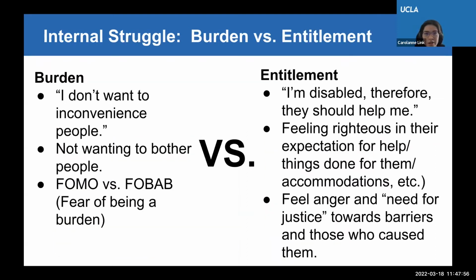So a commentary on this a little bit larger is this concept of internal struggle, burden versus entitlement. And I really like to emphasize this because it helps us in how allies and people interacting with the disabled community can conceptualize different needs. So on one end of the spectrum, we have burden. We have disabled people who are afraid to be an inconvenience. They don't want to bother. They're afraid that they will be resented or mistreated.